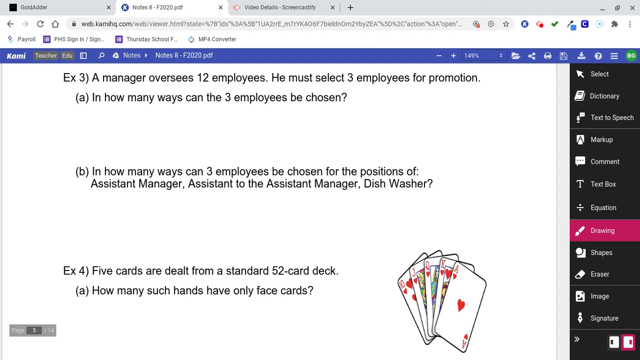Example 3, a manager oversees 12 employees. He must select 3 employees for a promotion. And how many ways can the 3 employees be chosen? So see how we're picking 3 out of 12? A group from a larger group.